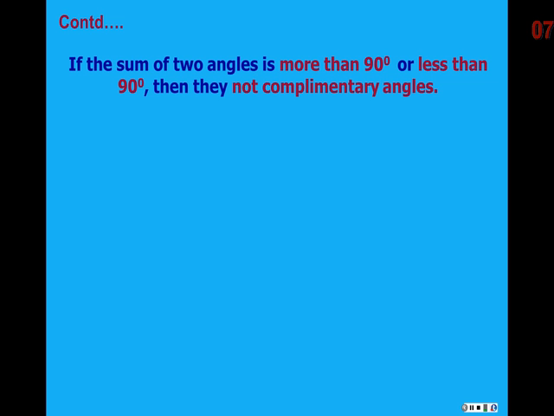What happens if the sum of the two angles is more than 90 degrees or less than 90 degrees? What does it say right here? Not complementary angles. They have to total exactly 90 degrees to be called complementary. They cannot total 91 degrees.